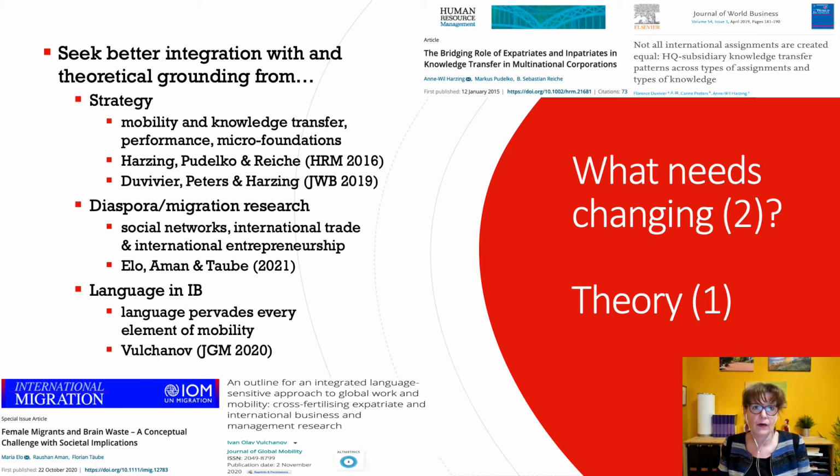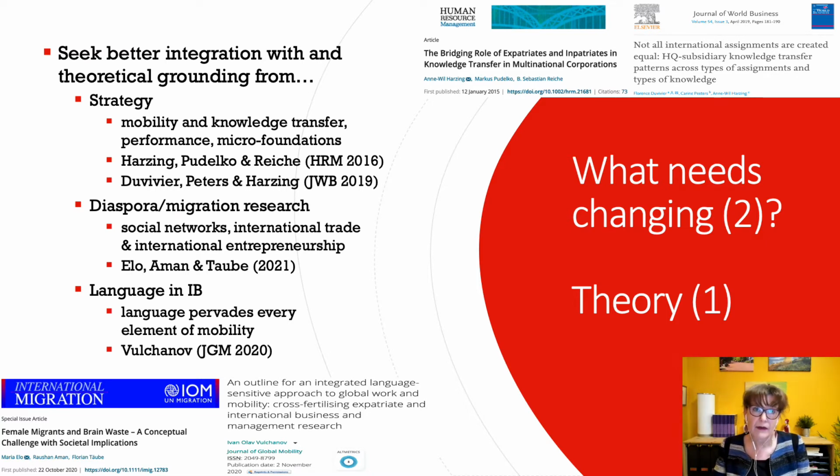One key example is an article by Maria Elo, who's looking at female migrants who suffer from what she calls brain waste in multiple ways due to institutional aspects, due to discrimination, and partly also to inherent social cultural norms in particular countries. So she provides recommendations on how private and public sectors can improve female talent perception and integrate female talent better in their organizations.